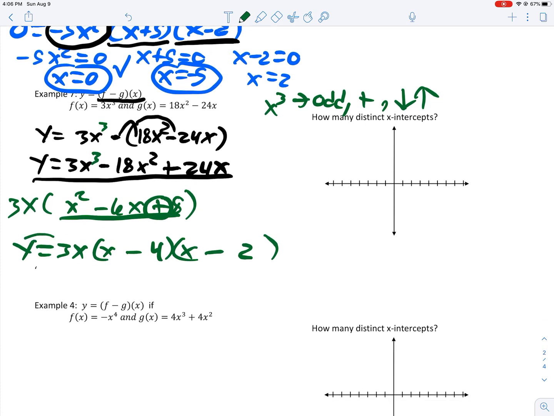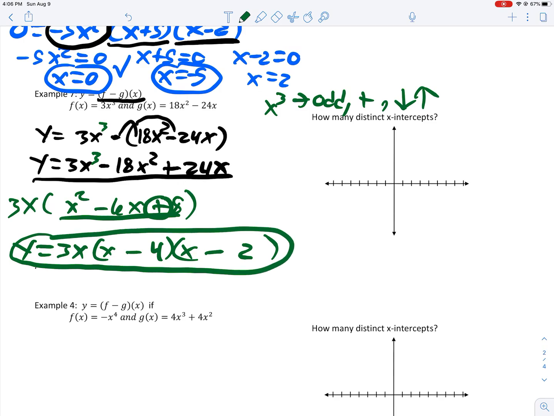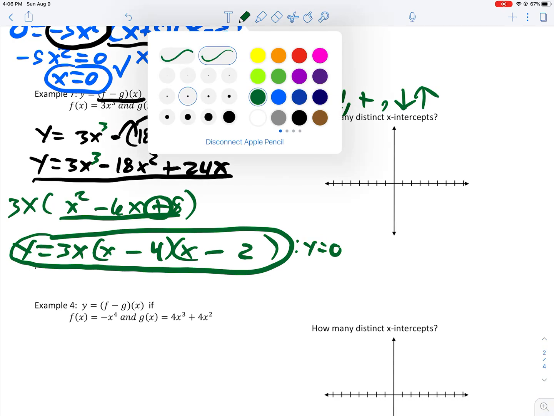So now this part here in green that I'm circling, that is factored form. So the part up here that's underlined in black, that was standard form. Now in green is a factored form. So I'm going to let y equal 0, and I'm going to find my x-intercepts.